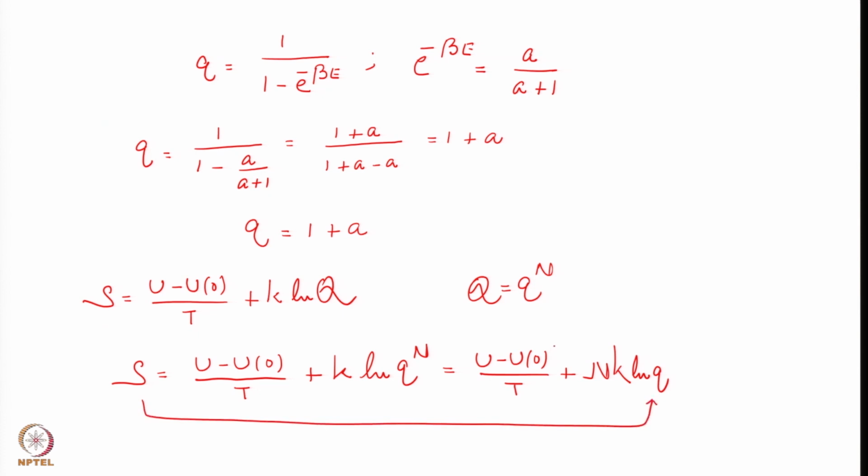We can also express U minus U naught in terms of q. We know the equation. So what I will do now is we will divide throughout by Nk. What we have got now, S is equal to U minus U0 by T plus Nk log q.